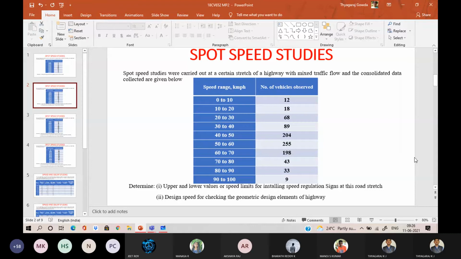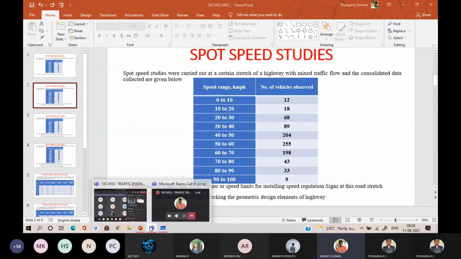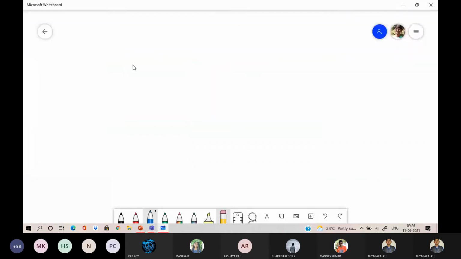Is it completed? Yes, sir. Now we will move to the solution part. Now you have to tell me what are the details they have given. Solution. So what is this speed range they have given? First we will write speed in terms of kmph. What is the speed range? Kindly tell me.